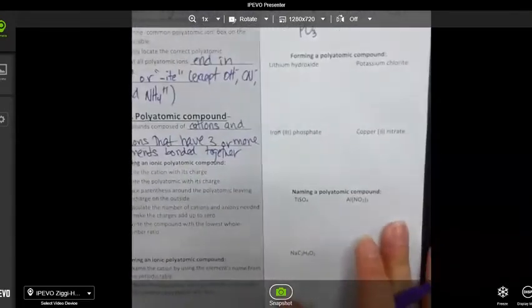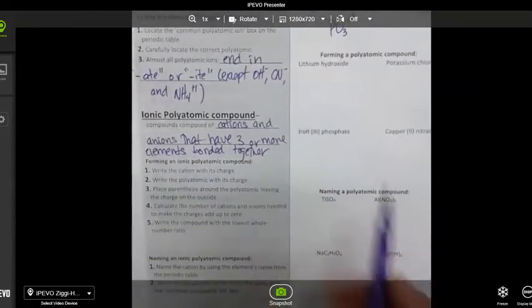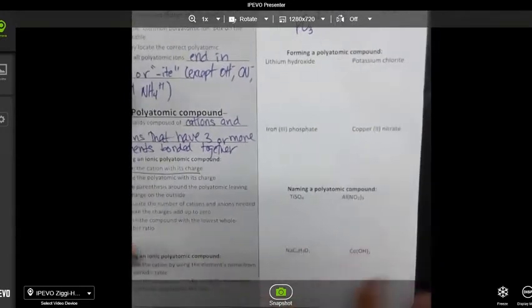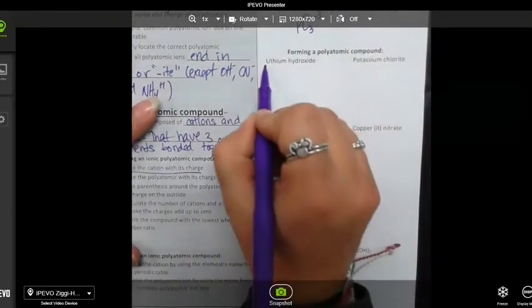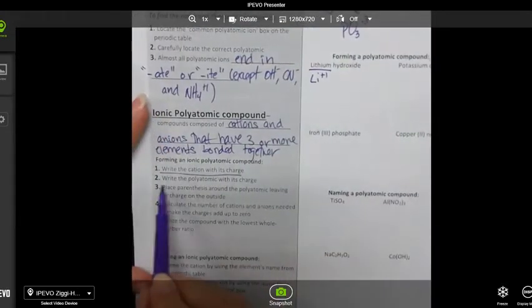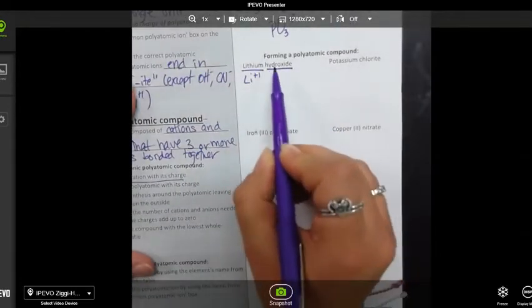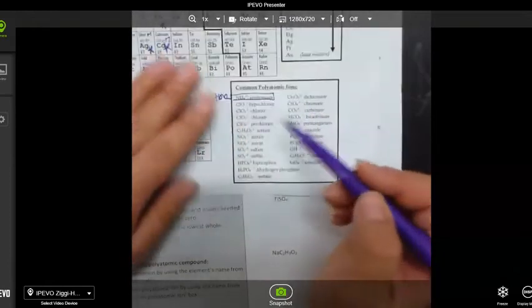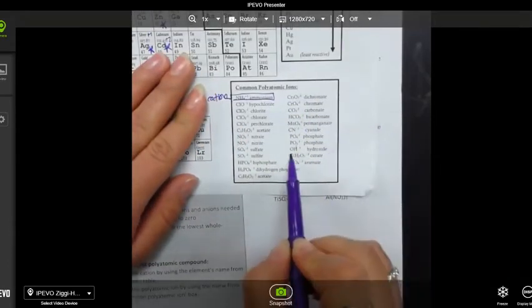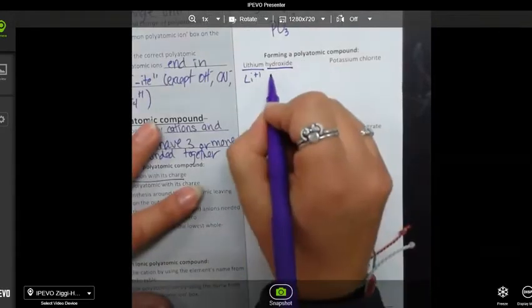Okay, so the first step to form a polyatomic compound is to write the cation with its charge. The cations are typically going to be metals. So here's our cation, it's lithium. So we have Li plus 1. Then step number 2 is to write the polyatomic with its charge. Here's my polyatomic, it's hydroxide. So I'm going to look for hydroxide in my common polyatomic ion box, and here it is. Hydroxide is OH minus 1. So I'm going to write that down.